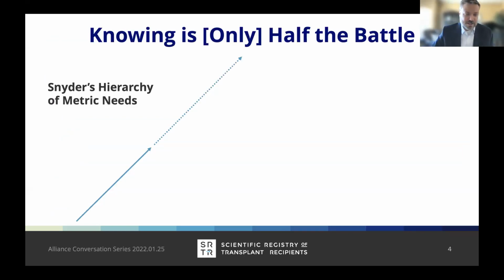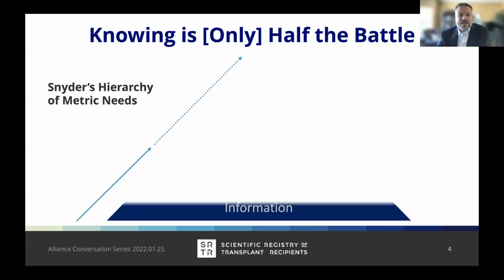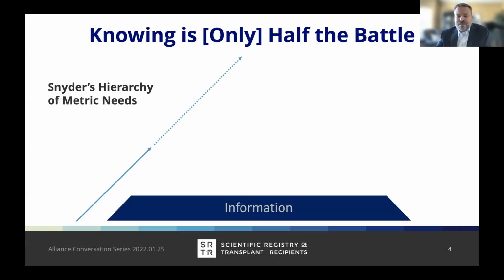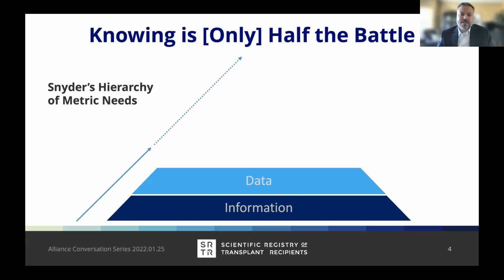Katie mentioned my hierarchy of metric needs. It's a bit tongue-in-cheek. It harkens back to Maslow's hierarchy of needs. And just so, the base of my pyramid here is information. And what I mean by that is there's some information that we as transplant professionals want to know. And what's our next step there? And that is to come up with some data that describes that information.